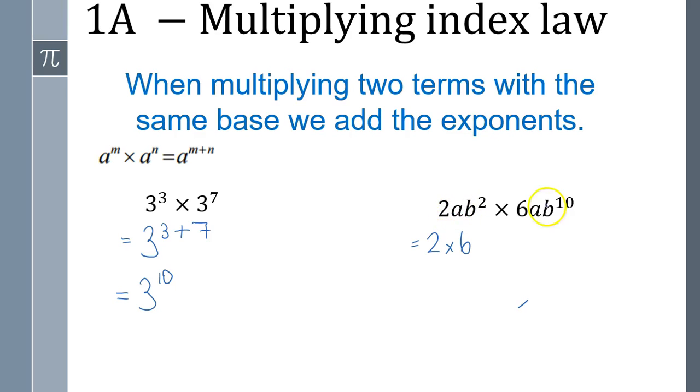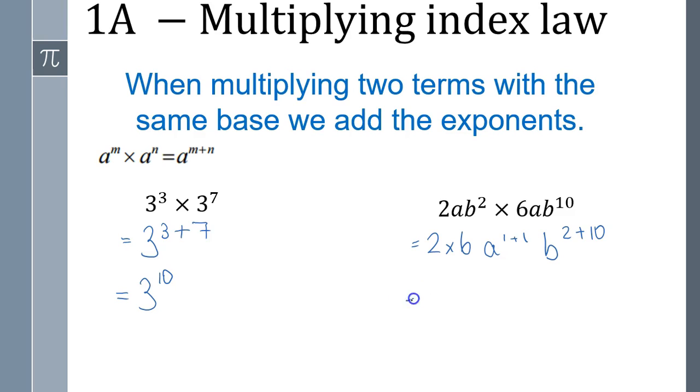My a's have the same base, and they're both to the power of 1. So because they've got the same base, 1 plus 1. Same with the b's, they've got the same base, so it's b to the 2 plus 10. Notice how I'm splitting up these terms. I'm collecting all my numbers first, then I'm dealing with all my a's, then I'm dealing with all my b's. Between these, there are little invisible multiplication signs, so it really can just be swapped around into any order that you like. And that's what this index law deals with when we're multiplying.